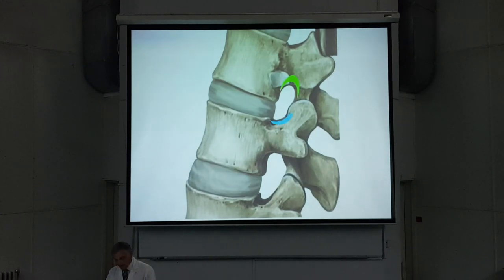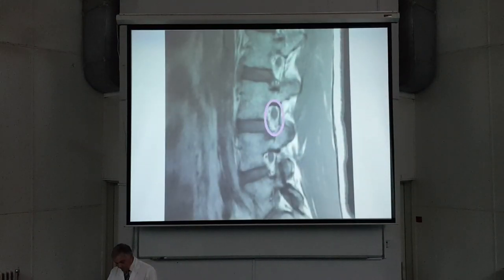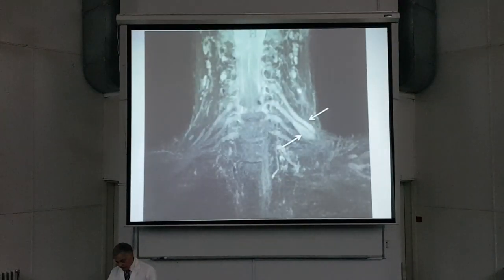The spinal nerve is present in the intervertebral foramen, made of a notch in the superior vertebra, a notch in the inferior vertebra, plus the disc. This is where you find the spinal nerve. This is an MRI of the intervertebral foramen, and again, this is showing the spinal nerve. Now, protrusion of the disc, if it ruptures, is going to press on the nerve, and the result is pain.